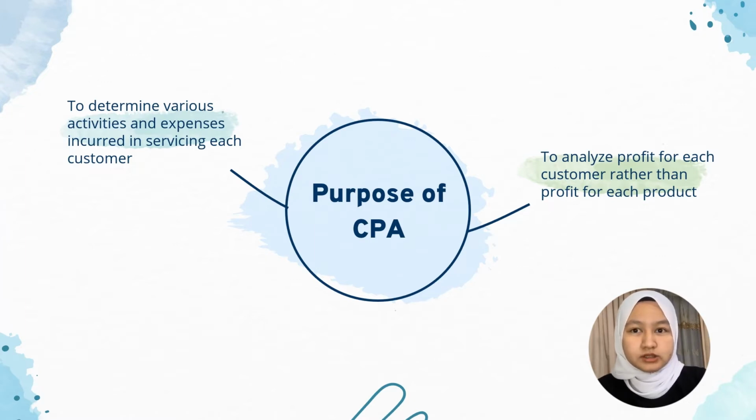Every cost that comes from business activity will affect the profit of the firm. The firm may minimize the cost in order to get higher profit. Next is to analyze profit for each customer rather than profit for each product. The firm should consider the profit that flows from the customer instead of from the product that they produce, as the customer preferences are more important to gain more profit.